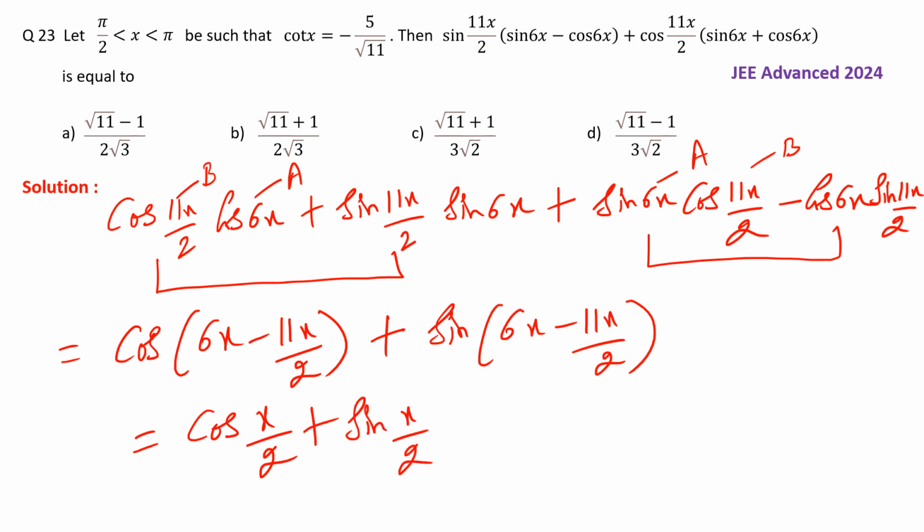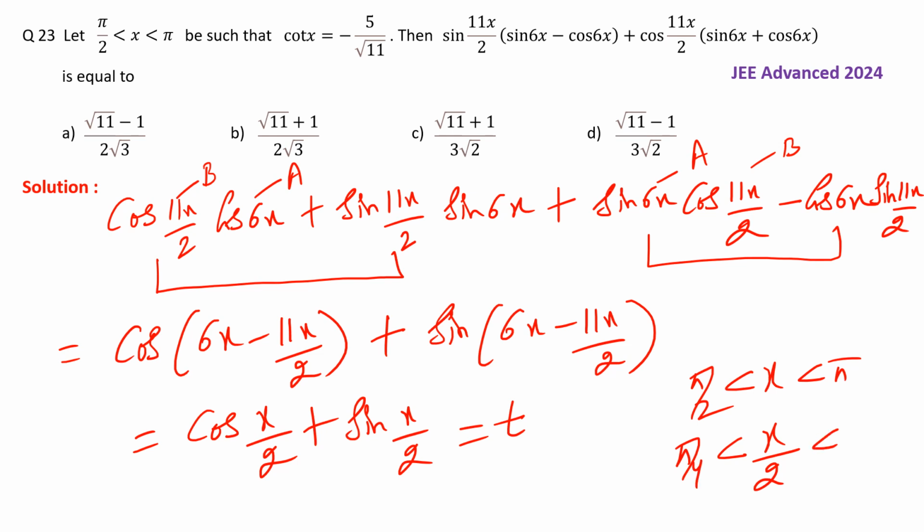Right? Now let me call this expression as t. Now students, since x is lying between pi by 2 to pi, so it's very much clear that x by 2 will lie between pi by 4 to pi by 2. I have just divided the inequality by 2 throughout. Now this means that x by 2 is an angle which clearly lies in the first quadrant. So hence the value of cos of x by 2 plus sine of x by 2 will be positive, because we know that in the first quadrant both sine and cos are positive. So that means t will be greater than 0. Right? Now we move further.